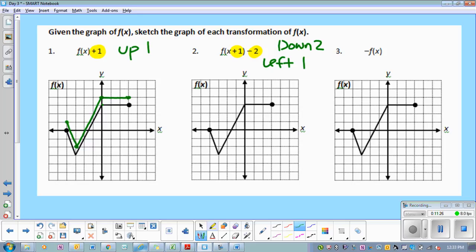So that's what you want to do. Go to each of those points again, down 2, and then left 1. So with this point, I'm going to go down 2, left 1. Right? Down 2, left 1. Down 2, left 1. Okay?